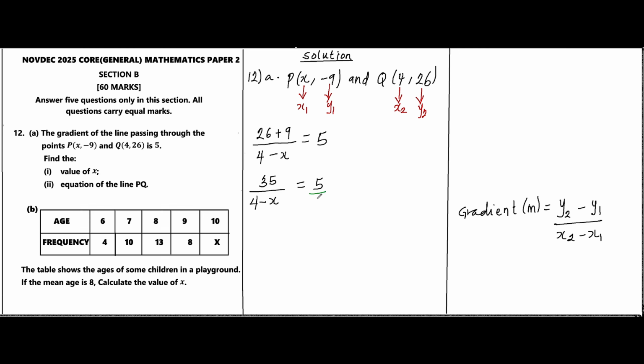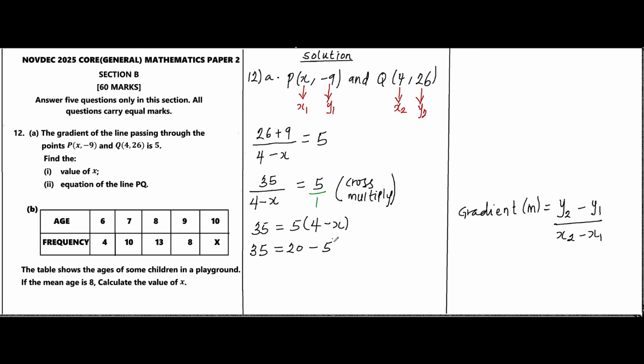Now 5 can be written as 5 on 1. So at this point we can cross multiply. So 35 multiplied by 1, we have 35. Then we have 5 multiplying the whole of this expression, 4 minus x. So we have 35 being equal to, we can expand 5 times 4, we have 20, 5 by minus x, minus 5x. We are grouping like terms.